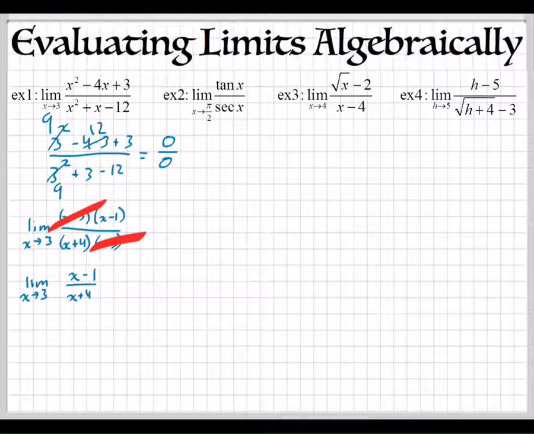So let's do our plugging in thing again, shall we? We plug in 3 to the top right here. We plug in 3 to the bottom. What do we get on top? 2. And what do we get on bottom? 3 plus 4, a 7. So 2 over 7. Okay. Let's analyze this numerically, shall we?